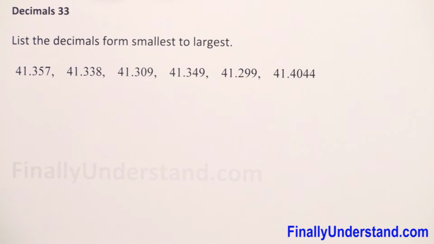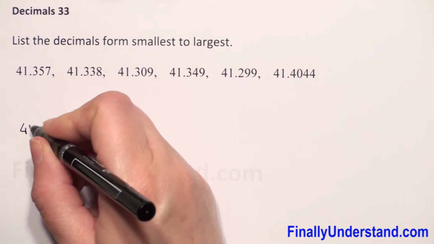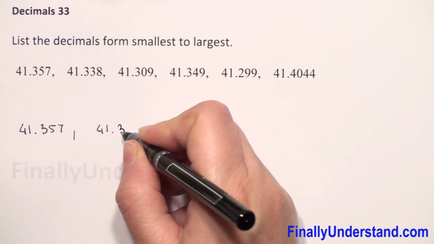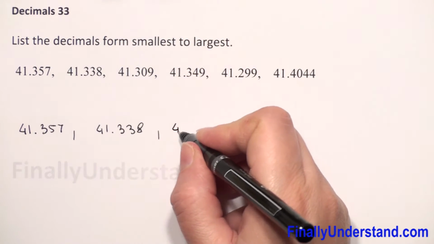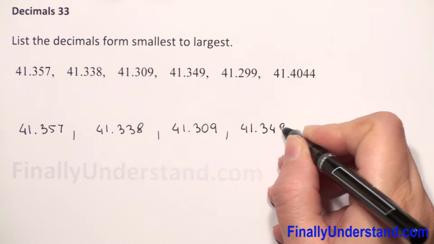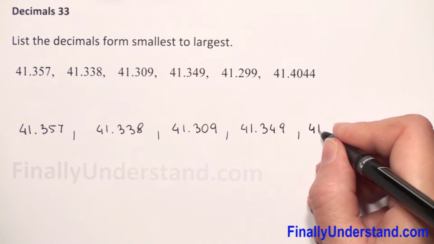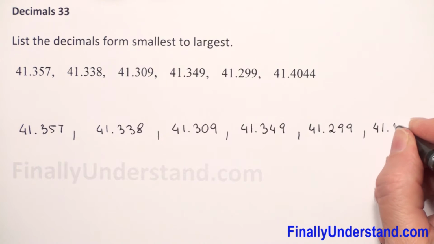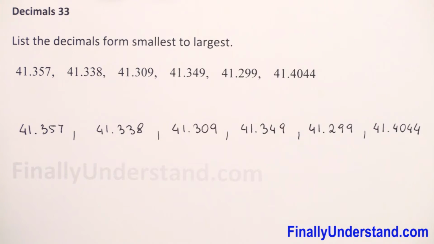We have given decimal numbers and we have to write them from the smallest to the largest. So first, I will copy these numbers. We have 41.357, 41.338, 41.309, 41.349, 41.299, and the last 41.4044. Next step, we have to check the whole numbers.